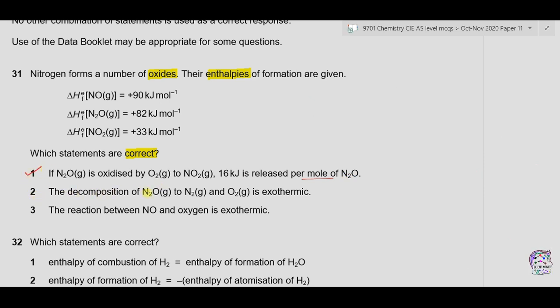Option 2, the decomposition of N2O gas to nitrogen gas and oxygen gas is exothermic. Among these values we have the enthalpy of formation of N2O, and enthalpy of formation is that when a compound is formed from its elements in their standard states. So we can write this equation as the reaction, the enthalpy of formation in the forward direction, and its value is positive.